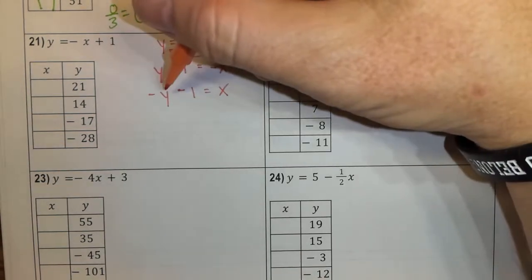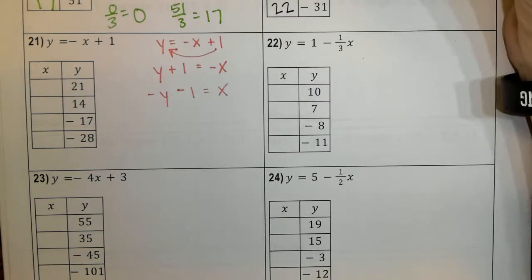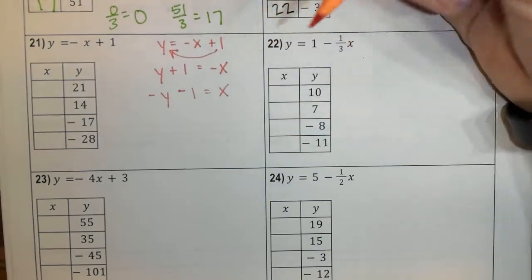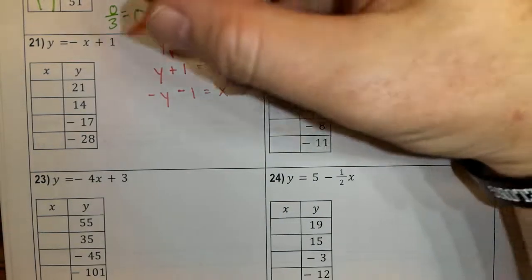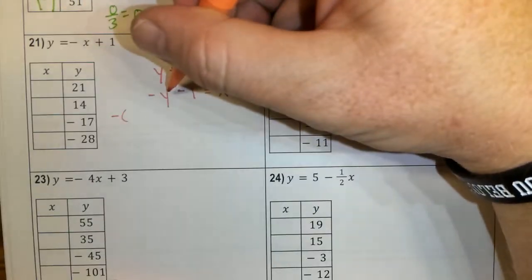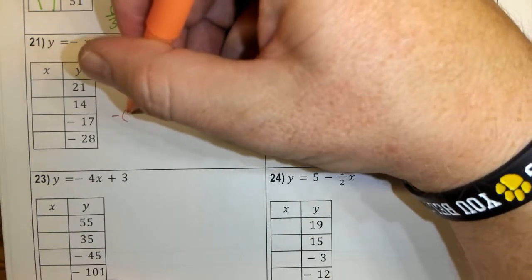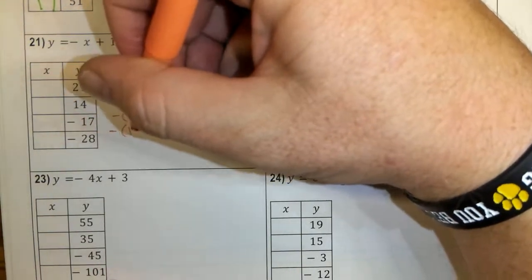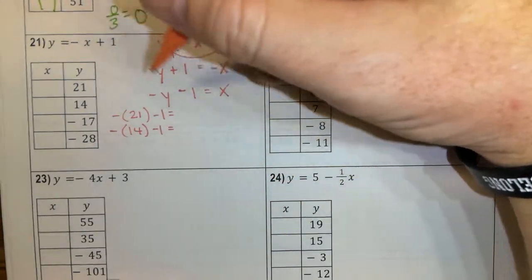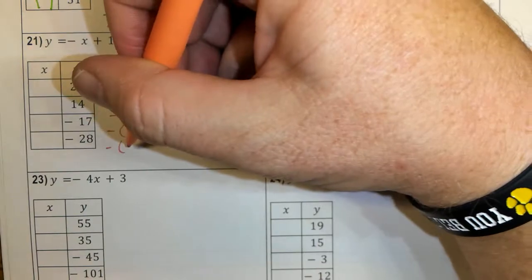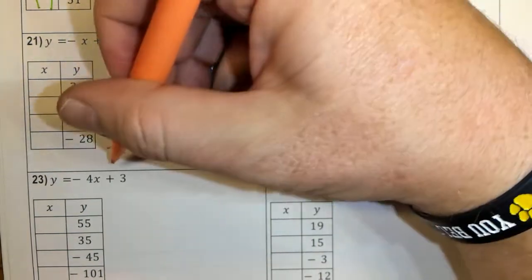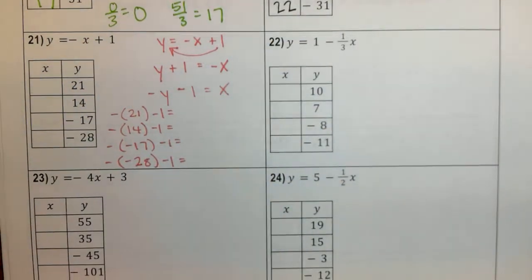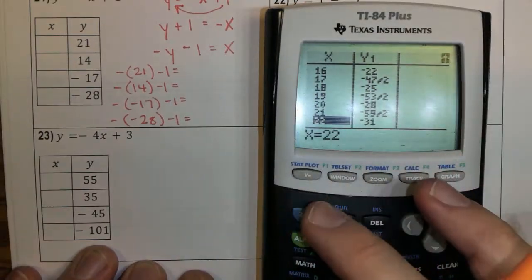Okay, that means I need to replace this y with these four numbers to get x, whatever x is for each one. So I have negative parentheses instead of y. So I'm replacing y. I got 21 minus 1, negative parentheses 14 minus 1, negative parentheses negative 17 minus 1, and negative parentheses negative 28 minus 1. Okay, now because there's a lot of negatives in here, I'm going to go ahead and type it in just to show y'all.